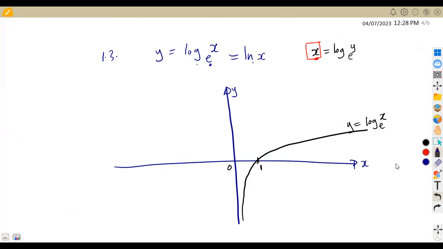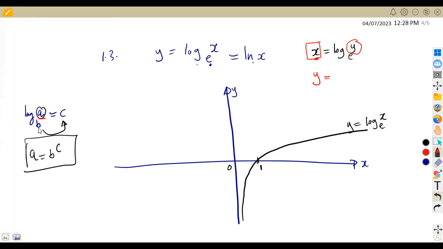We know that if I am given a log form, the logarithm of a in base b, which is equal to c, I can write this in exponential form where a is equal to b to the exponent of c. So I can change this to make y the subject, because y is the same as a in this case. So y is equal to the base to the exponent of c. The base in this case is e to the exponent of our answer, which is x.